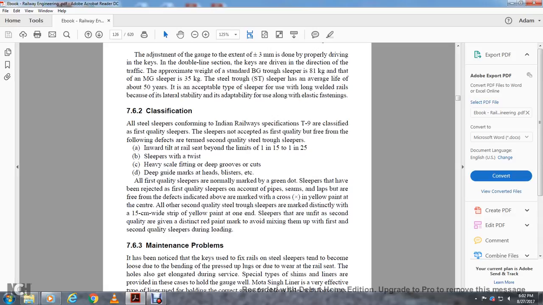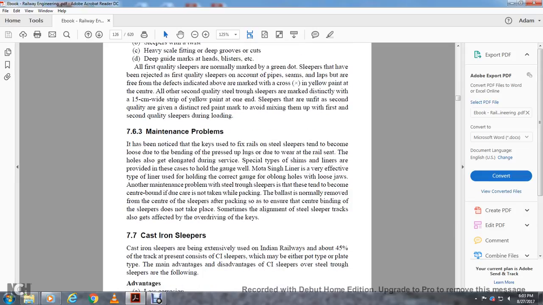First quality sleepers are normally marked with a green dot. Sleepers that have been rejected, such as those with pipes, seams, laps or blisters, or defects indicated above, are marked over with a cross in yellow paint at the center. All other second quality steel sleepers are marked distinctly with a 15 centimeter wide stripe of yellow paint at one end. Trough sleepers that are unfit even for second quality are given a distinct red paint mark to avoid mixing them with first and second quality sleepers during loading.